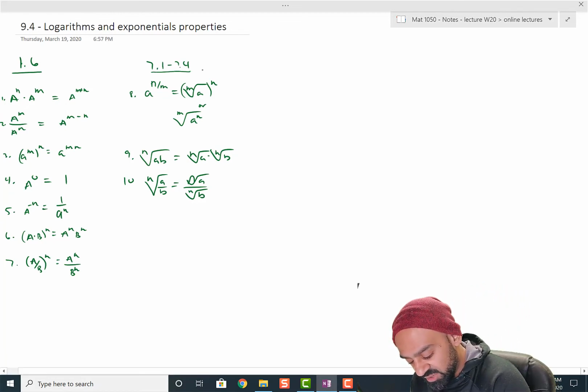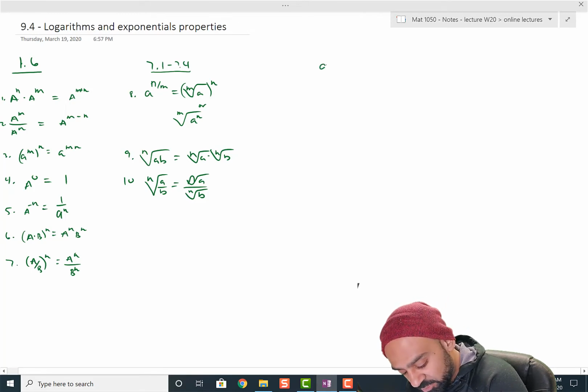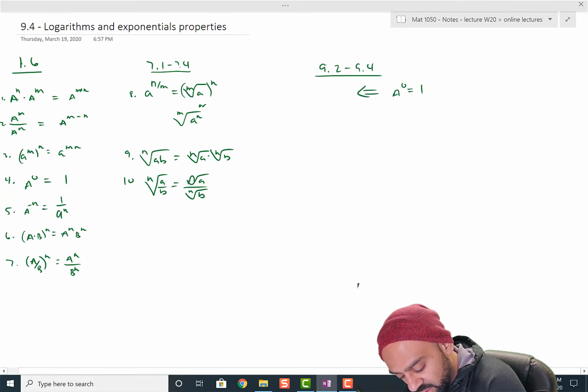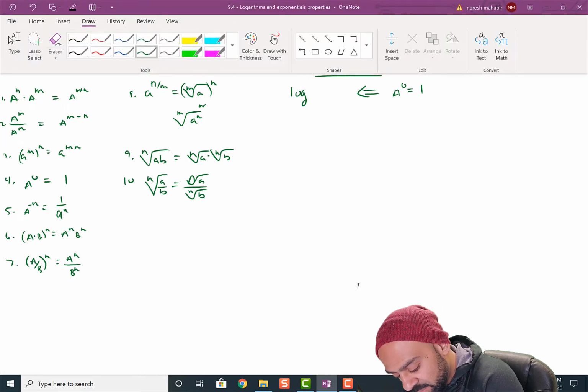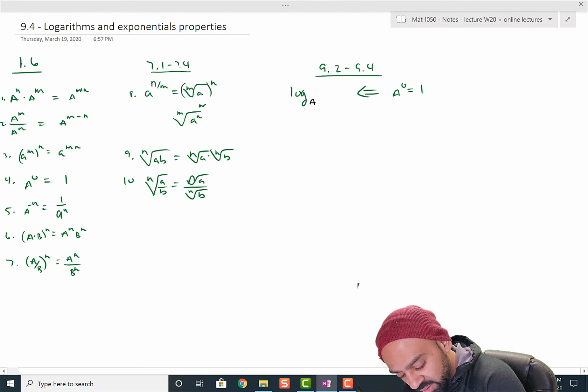Well, in this section of the book, we're going to have a few as well. And I'm going to try to draw some similarities. So in chapter 9, which is 9.2 to 9.4, okay, we knew that a to the 0 equals 1 can be converted into log form. So it'd be log, but what would the base be? Well, the a meant any base, so the base is a, right?